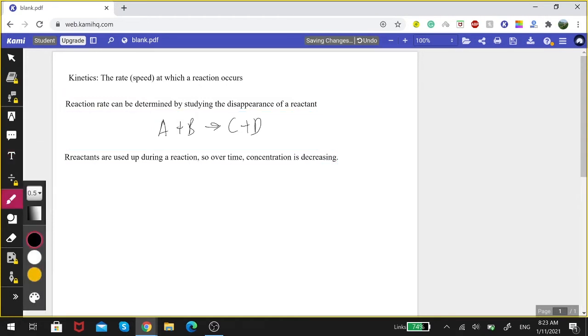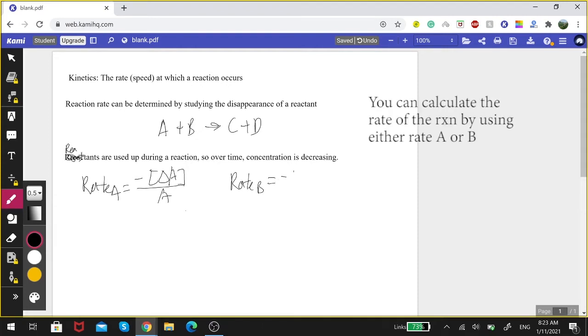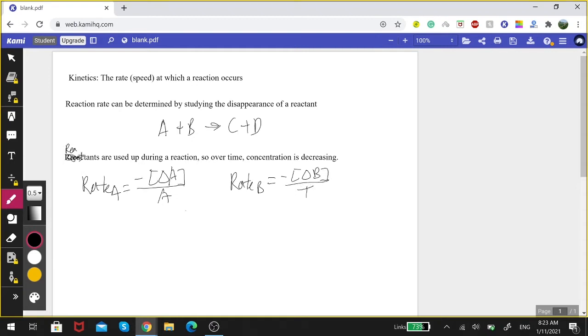You can find that by using rate of A is equal to negative change in concentration of A over time. And you can do the same with rate of B because they're both reactants. It will be negative change in concentration of B over time. Over here it's not A, it's supposed to be time.